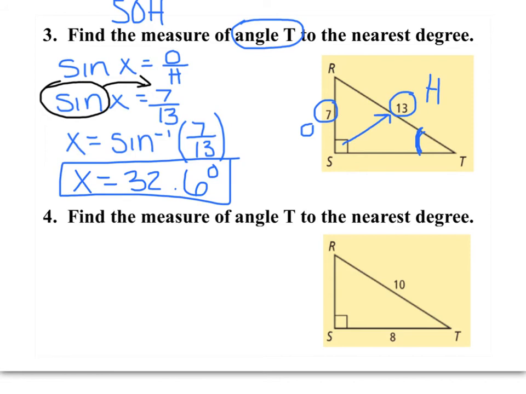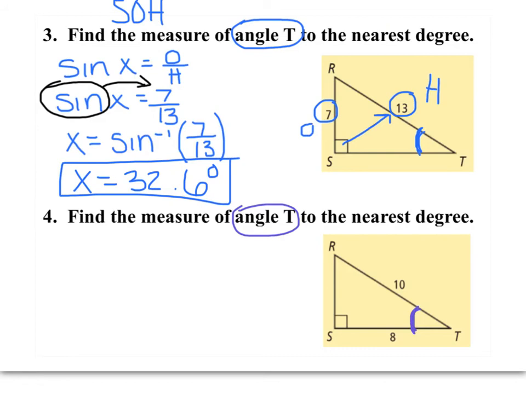Now let's look at number 4. Number 4 says find the measure of angle T to the nearest degree. So I again see in number 4 that I am still dealing with angle T. Angle T is still down in the bottom right hand corner of my triangle, so I am going to mark angle T.